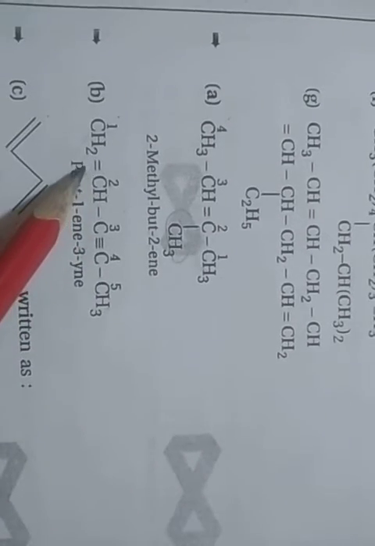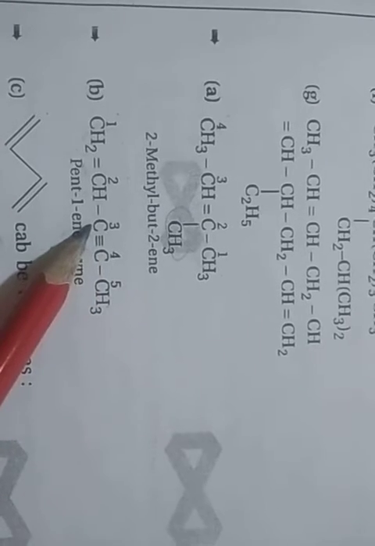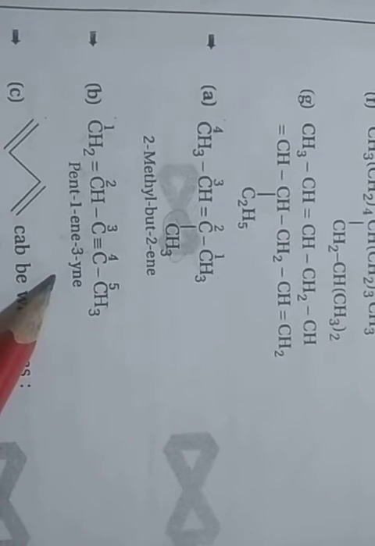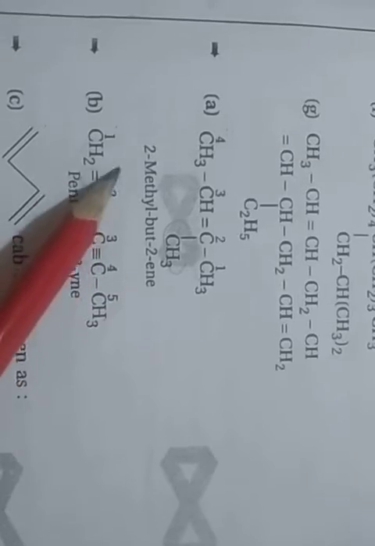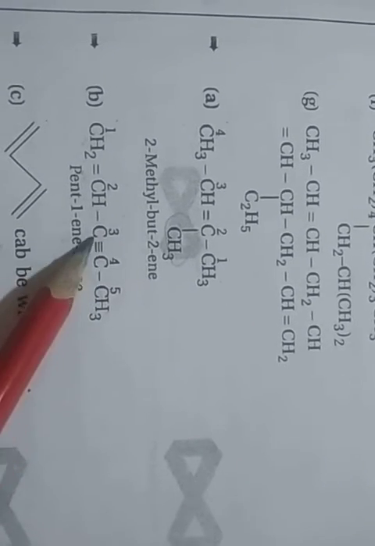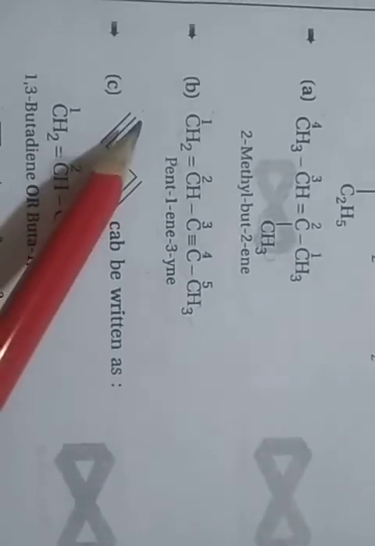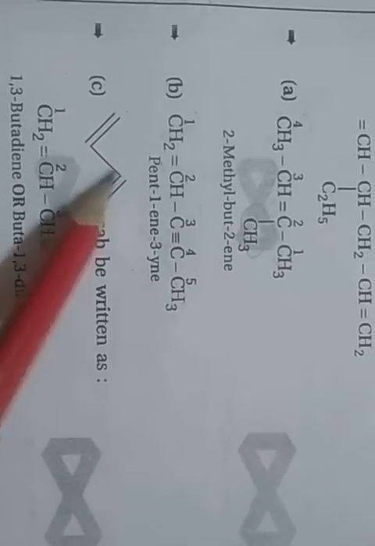Okay, after the first number is a double bond, so the suffix for a double bond is "ene". After the third carbon is a triple bond, so the suffix for a triple bond is "yne". Total carbon 5, so pent-1-ene-3-yne. Pent-1-en-3-yne. Clear? Then see this example, a bond line structure is given.